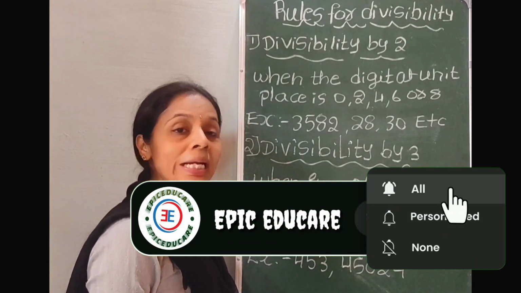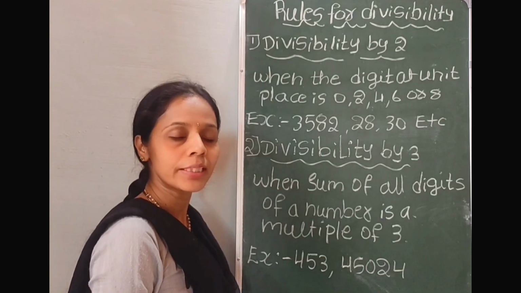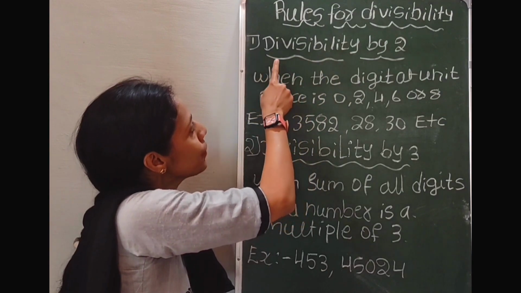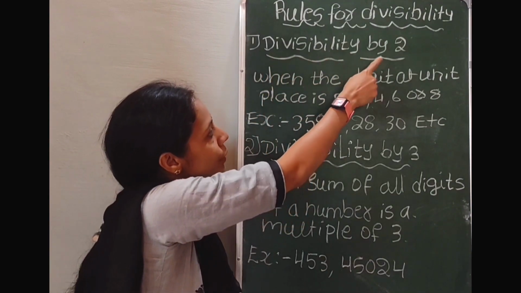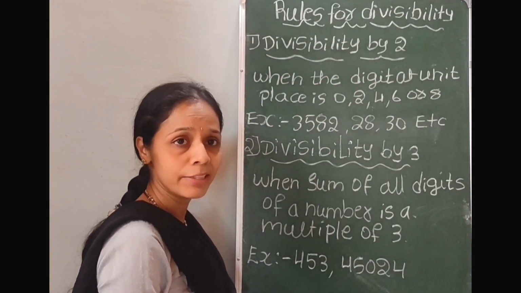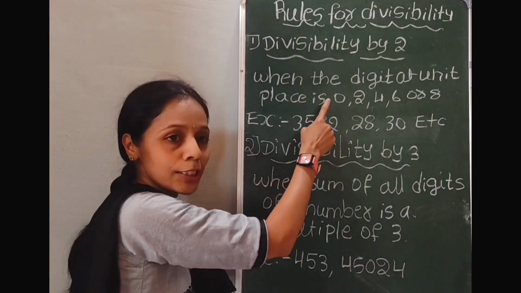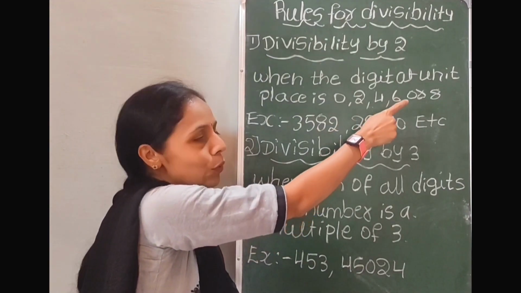Today we will discuss divisibility tests. Rules for divisibility. Consider the first one, divisibility by 2. Any number is divisible by 2 when the digit at the unit place is 0, 2, 4, 6 or 8.